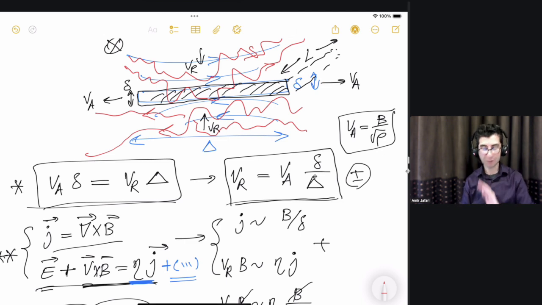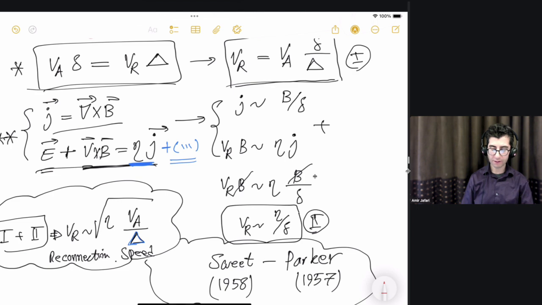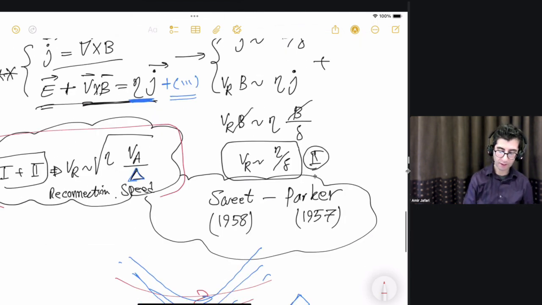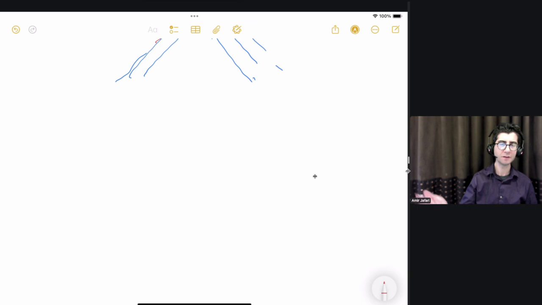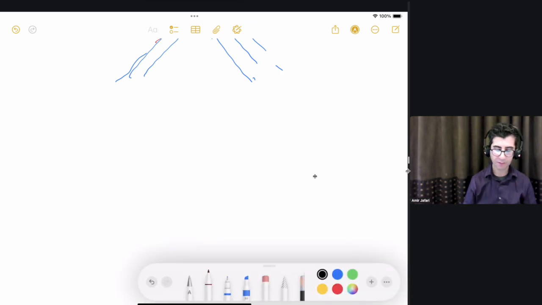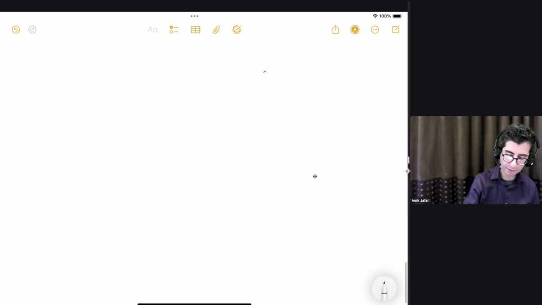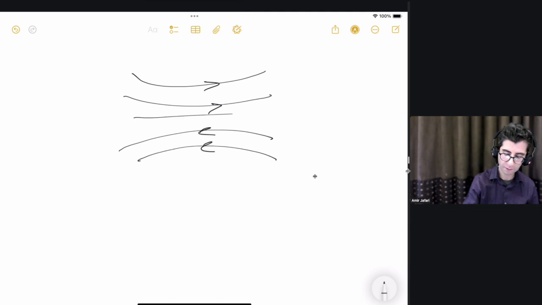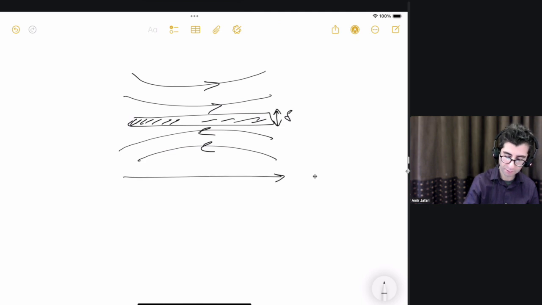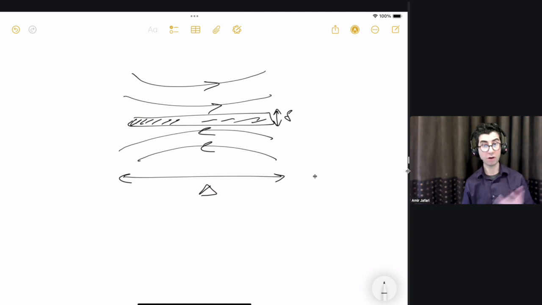But to end this picture, let me derive this Sweet-Parker result in a very different way, which is going to be useful when we talk about real turbulent magnetic reconnection. By real, I mean what you see in astrophysical systems, also in laboratory plasma. Okay, again, you have something like this. For now, let's ignore turbulence. We're talking about the Sweet-Parker model. This is delta, the thickness. This is capital Delta, the length of the current sheet.